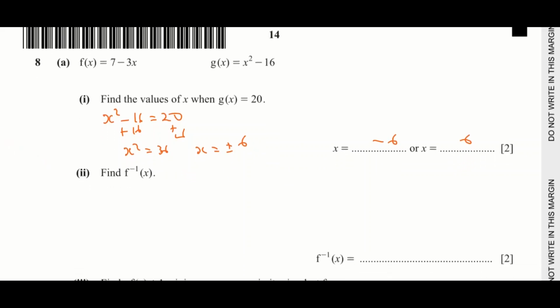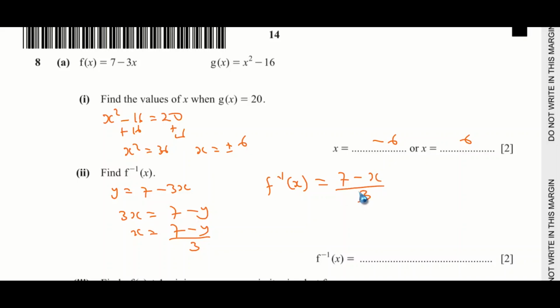So find f inverse of x. So let y equal 7 minus 3x. Let's take negative 3x to the other side, 3x equals 7 minus y, x equals 7 minus y over 3. So f inverse of x will be equal to, let's change y to x, 7 minus x over 3. Okay, let's scroll down.